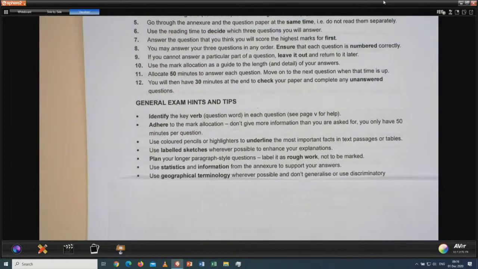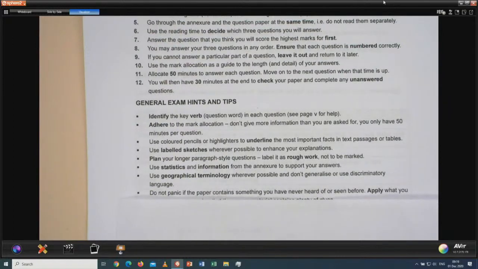Use geographical terminology wherever possible and don't generalize or use discriminatory language. Do not panic. This is important. Some of you suffer from anxiety, especially when you enter the examination. Do not panic if the paper contains something you have never heard or seen before. Apply what you know.